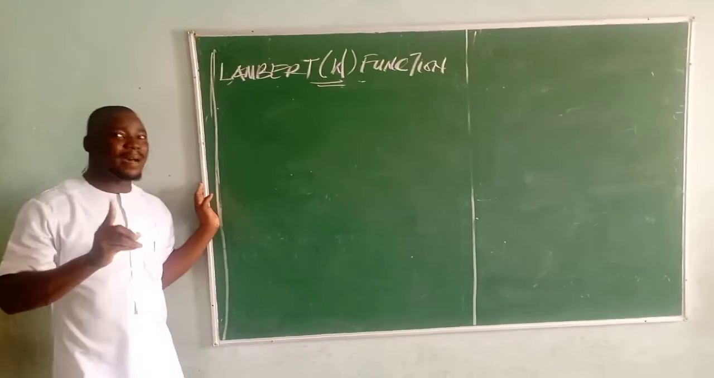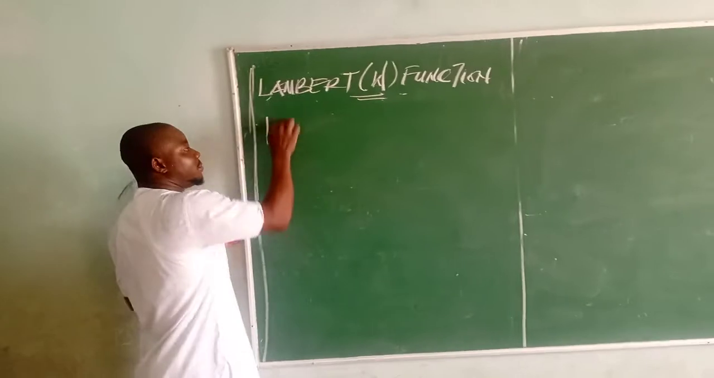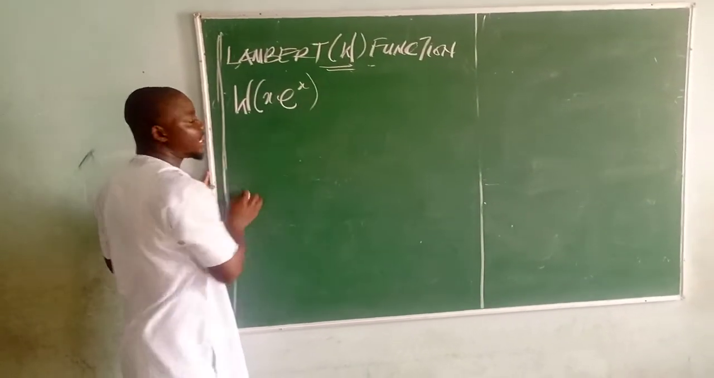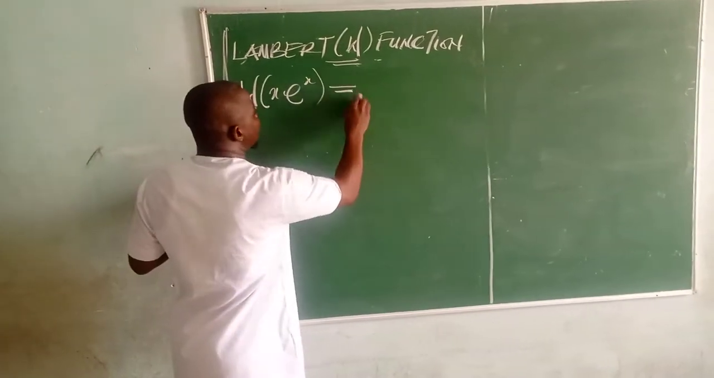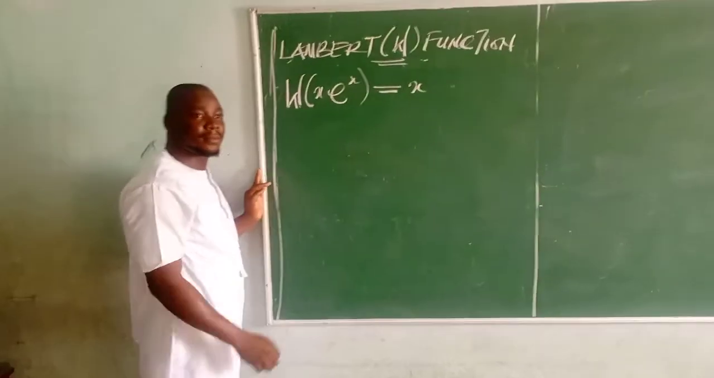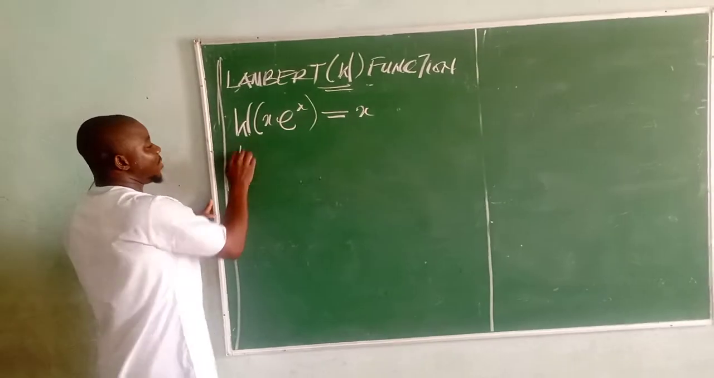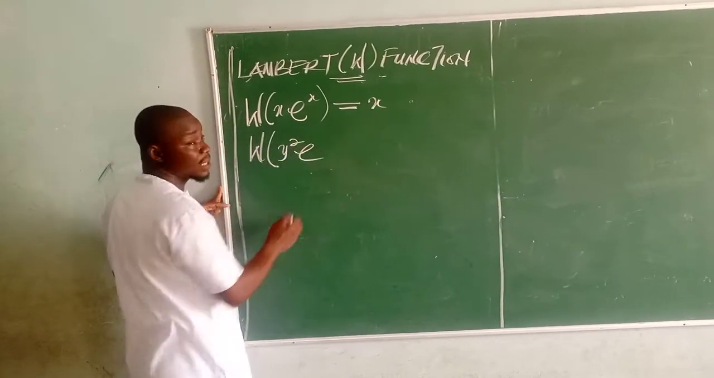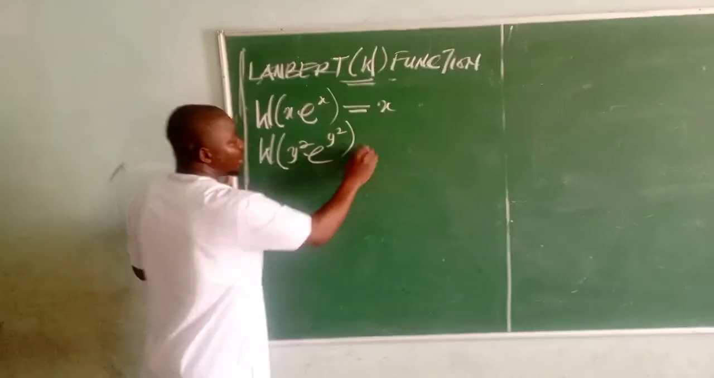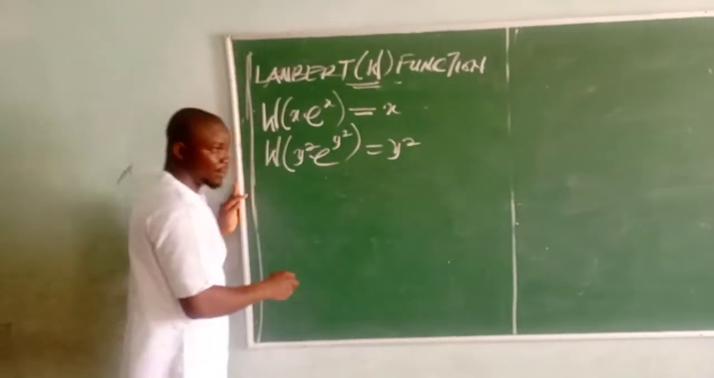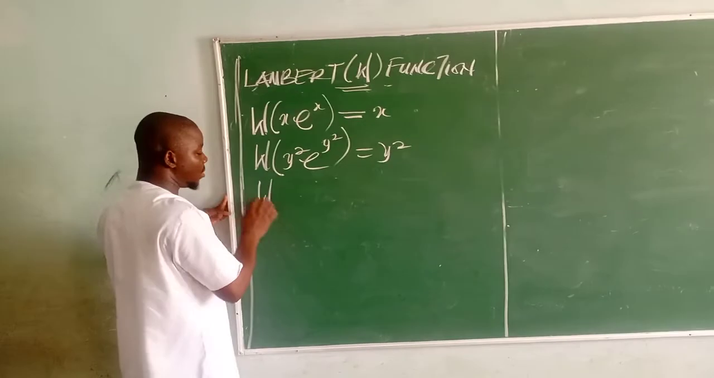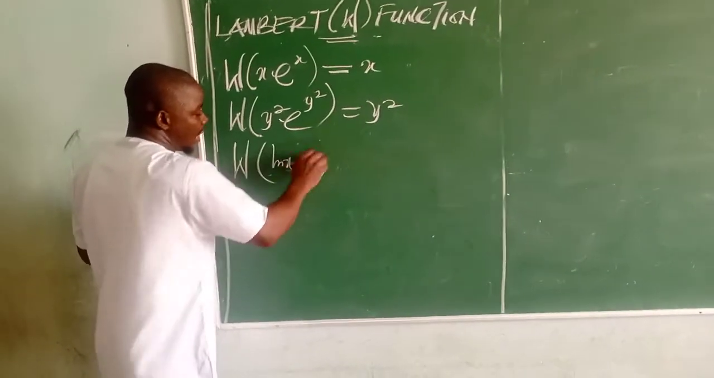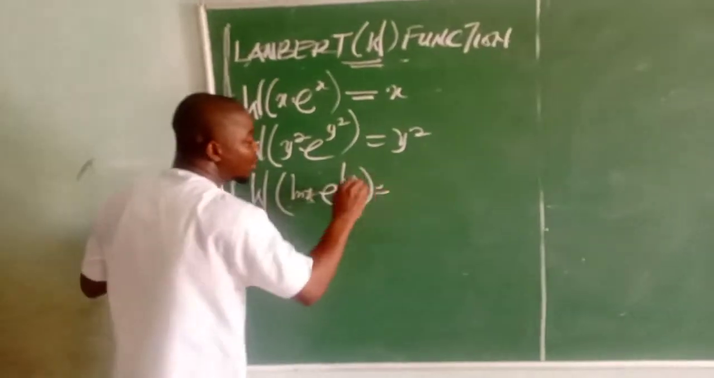The main concept behind this Lambert W function is this. Please note, in the Lambert W function, when you have W of x exponential x, it is always equal to x. It also means that when you have something like W of y squared exponential y squared, it will just give you y squared. And of course, W of ln x exponential ln x gives us what?